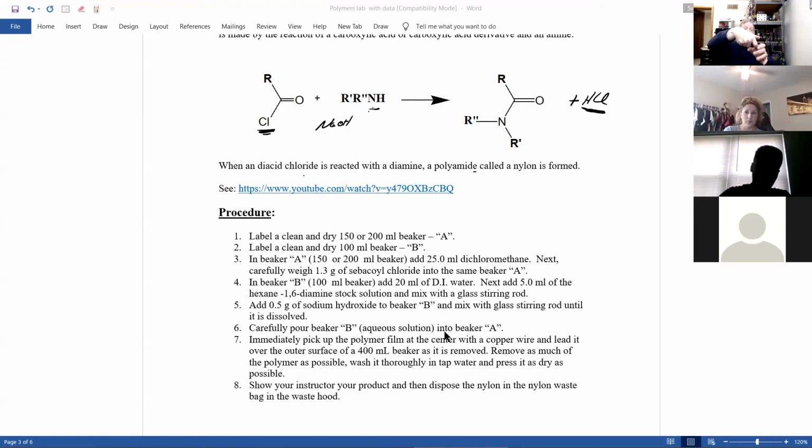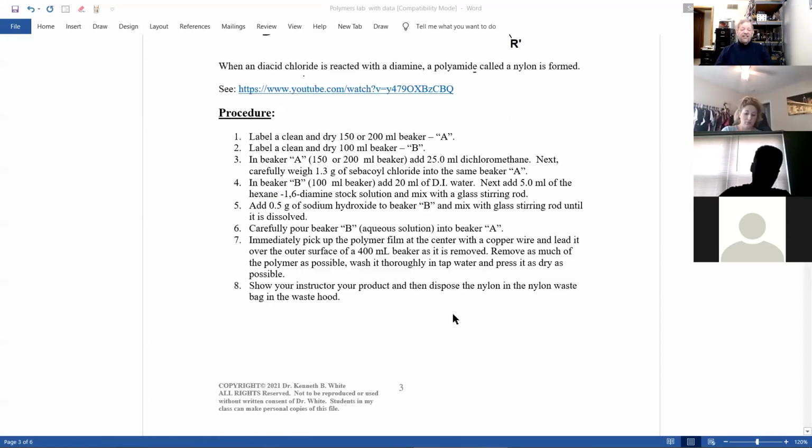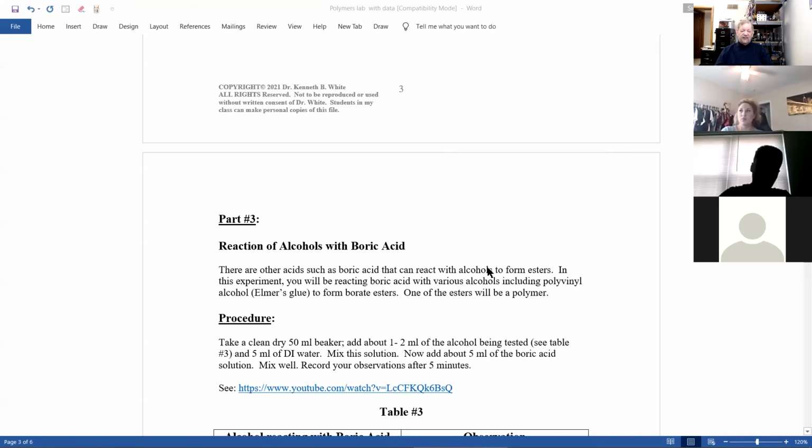Then you take a wire hook, you use tongs, and you pull up that interface, that white solid, and you wrap it around a beaker and you start rolling. And I tell students, keep on rolling until you get tired. Usually they can do it for a good 5 minutes, and it's just a lot of fun. And then dispose of it where I tell you.